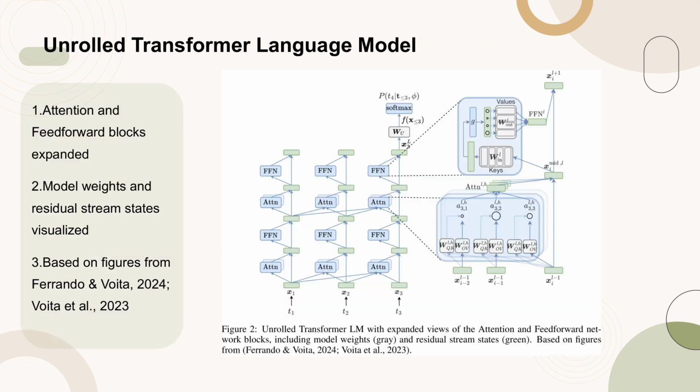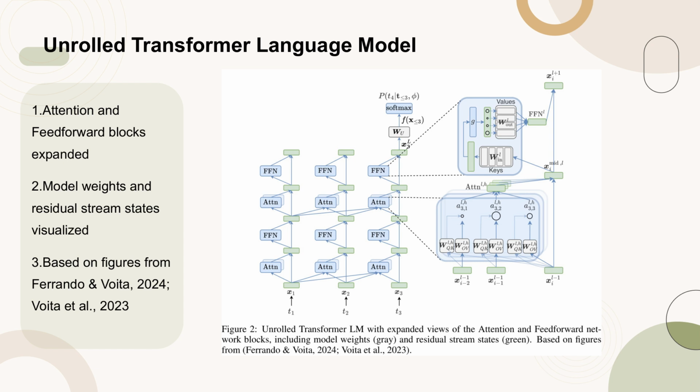Figure 2 provides a detailed view of the unrolled transformer language model, focusing on the expanded attention and feed-forward network blocks. The figure highlights the model weights in gray and the residual stream states in green, offering a clear visual representation of these critical components. This visualization is based on figures from Ferrando and Voita, 2024, and Voita et al., 2023, and serves to illustrate the internal workings of the transformer architecture, particularly how the attention mechanism and feed-forward network interact with the residual stream states.